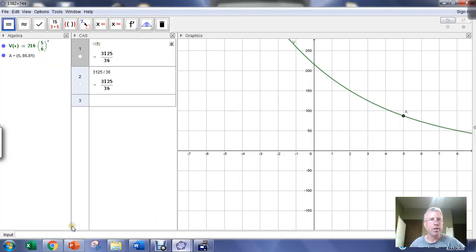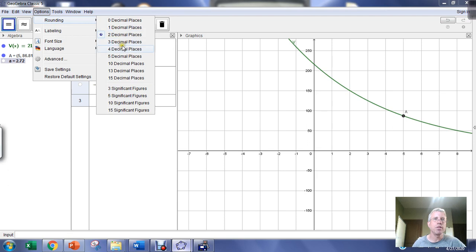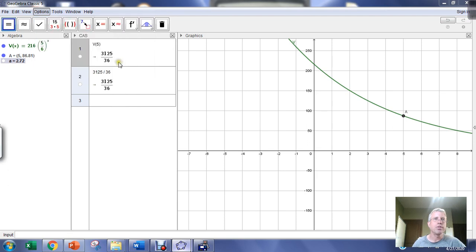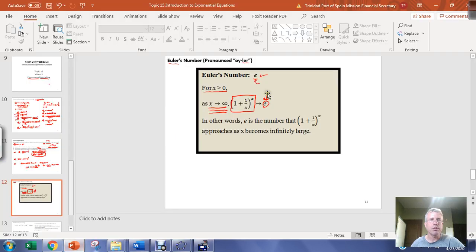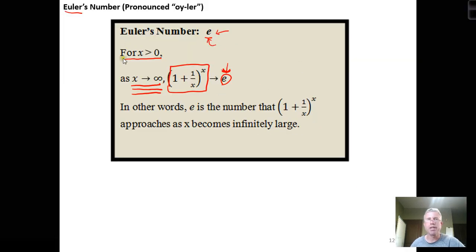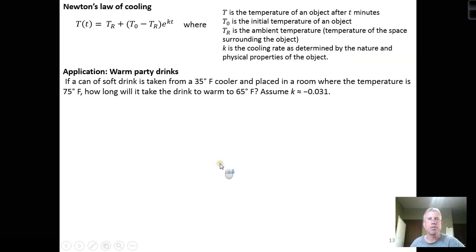If we're in GeoGebra, I can dump the number e into the input bar, and it's going to approximate at 2.72. I can go into options, rounding, and grab more decimal places, and I'll get the approximation for it showing up right here. So just a quick overview of what e is, just because we need to use it. We're not going to say too much about it for right now.